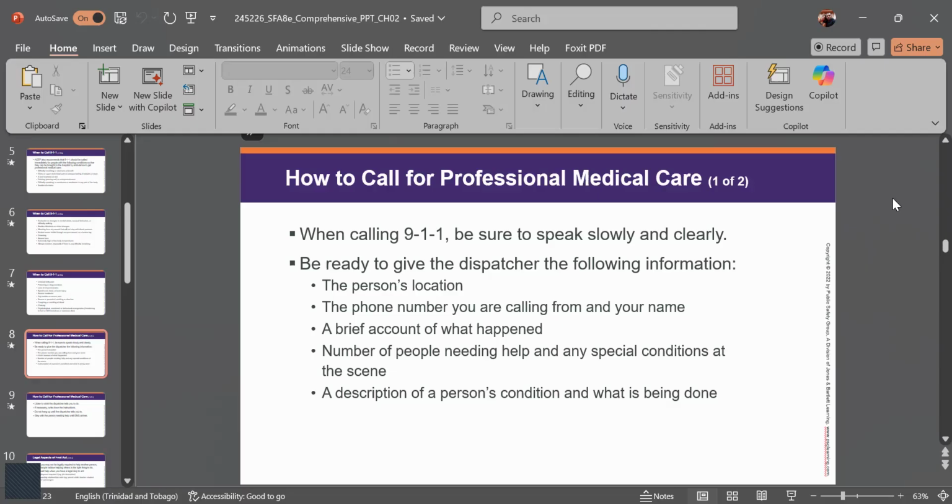So you want to look at giving the dispatcher your location and the phone number you're calling from, in the event you get cut off, so they can call you back. A brief account of what happened, which is relayed directly to the EMTs and paramedics in the ambulance. How many patients require help? Any special conditions at the scene? And of course, the caller's description of the patient's condition and what is being done at this point in time.